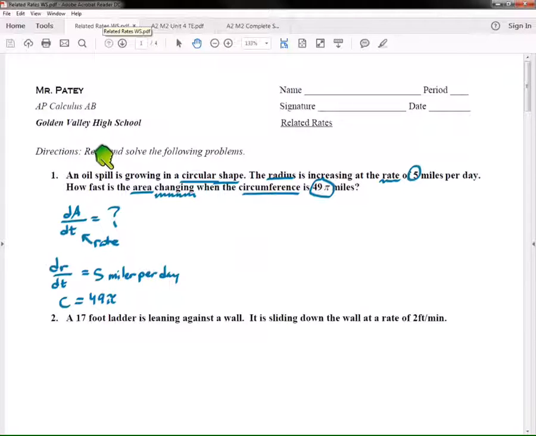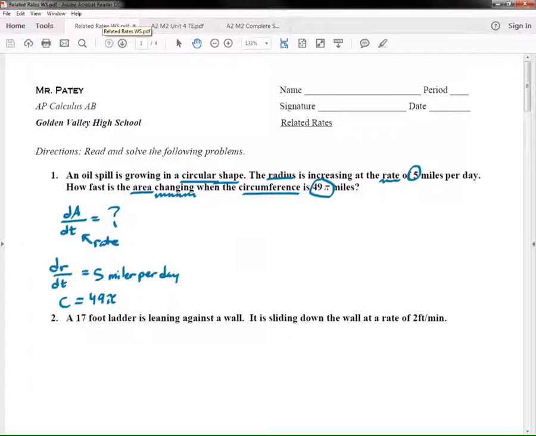We know that we have an oil spill. It's in the shape of a circle. The radius is increasing. That means the circle is getting bigger. And we want to know how fast the area is changing. So what we have to do in this problem, now sometimes related rate problems give you the equation that relates all the numbers together and all the rates. But sometimes you have to find it. So this one you have to find.